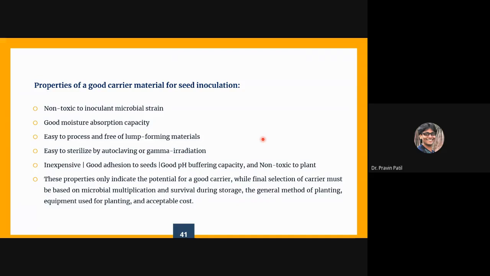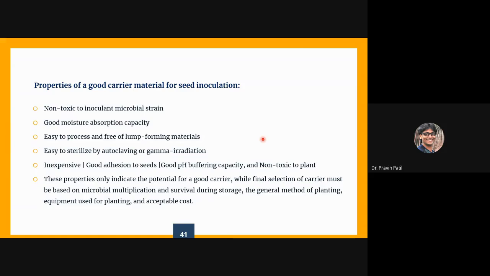Good pH buffering capacity also should be there. Why? Because microbes have a very optimized pH at which they can grow. And if the pH is drastically alkaline or acidic, that might hamper the desired microbial culture, and ultimately the biofertilizer efficiency will be lost. And again, as I told you earlier, it should be non-toxic to the plant.